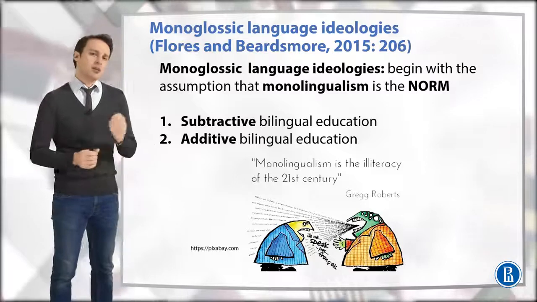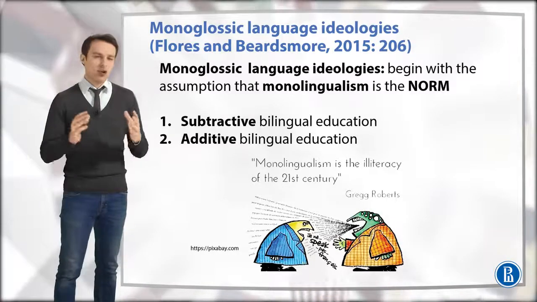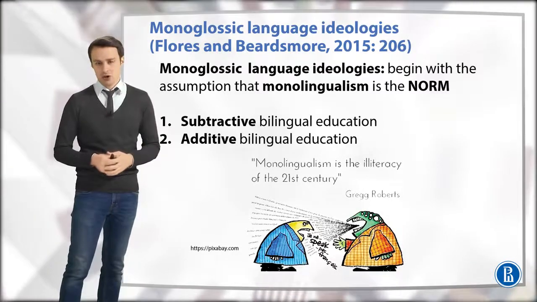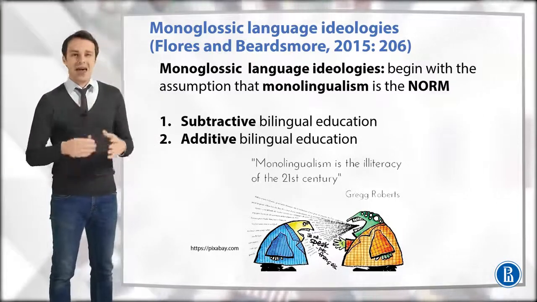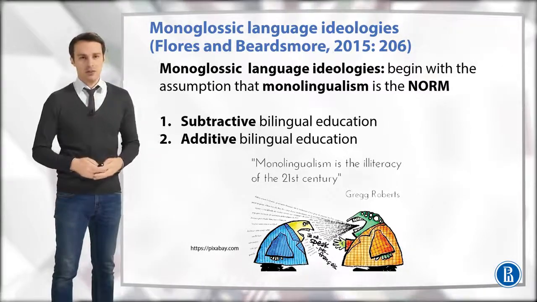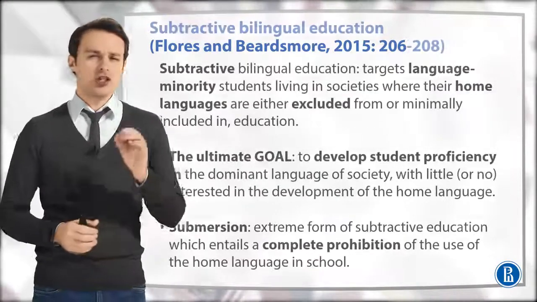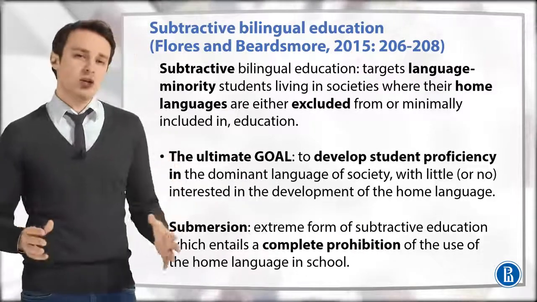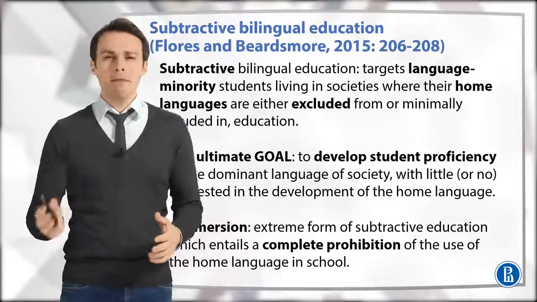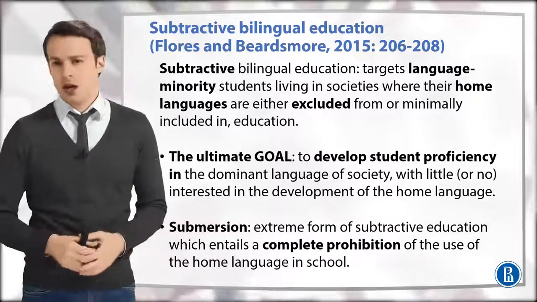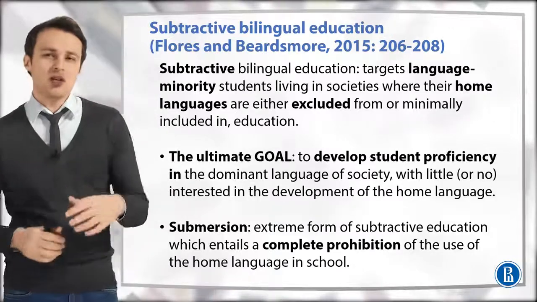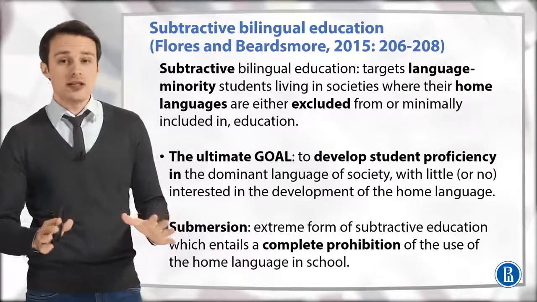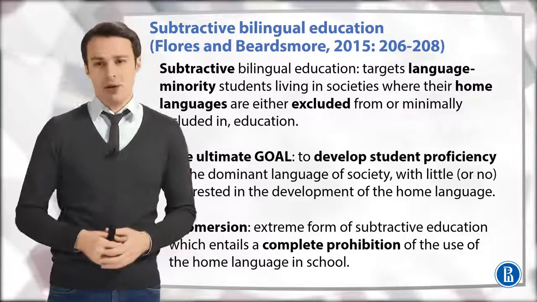They begin with the assumption that monolingualism is the norm. And this assumption leads to two different schools of thought, namely subtractive and additive bilingual education. Subtractive bilingual education targets language minority students living in societies where their home languages are either excluded from or minimally included in education. The ultimate goal is to develop student proficiency in the dominant language of society with little or no interest in the development of their home language.